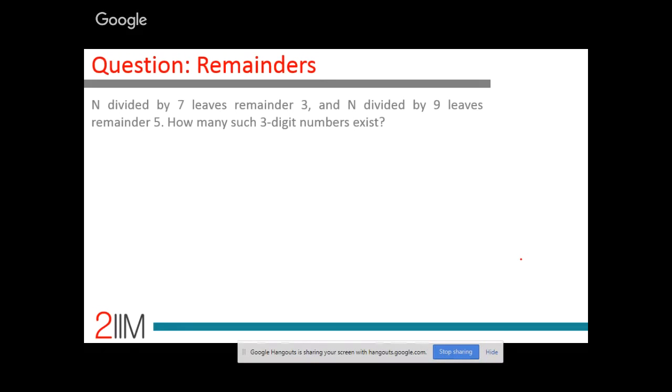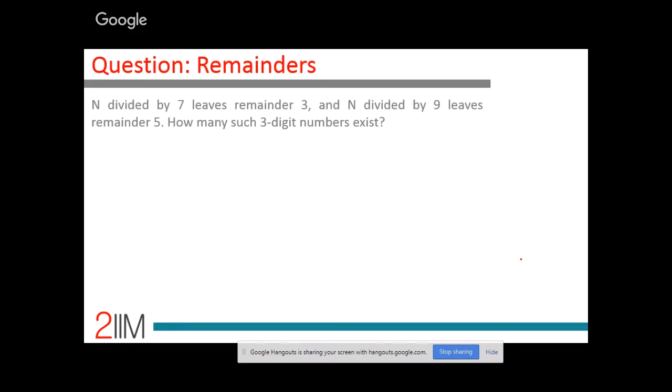I'm going to give you the starting step here. n by 7 remainder is 3. So if you divide n by 14, you can get 2 possible remainders. n by 21, you can get 3 possible remainders. Right? Likewise, n by 9 remainder is 5. Then n by 18, you can get 2 possible remainders. n by 27, you can get 3 possible remainders.